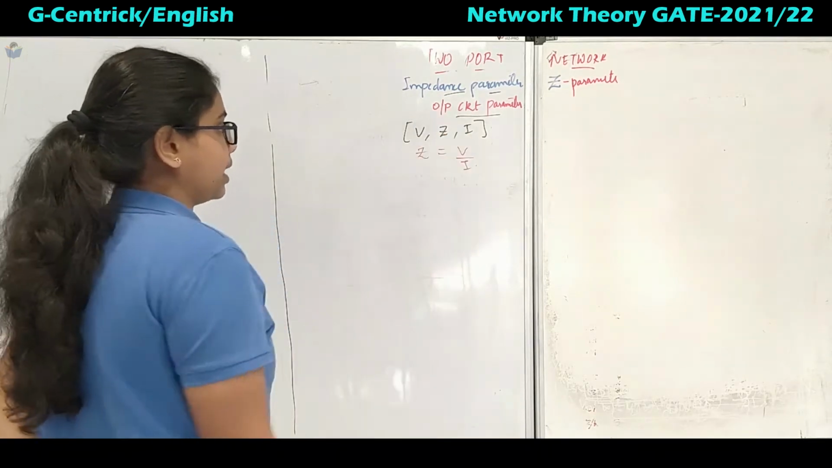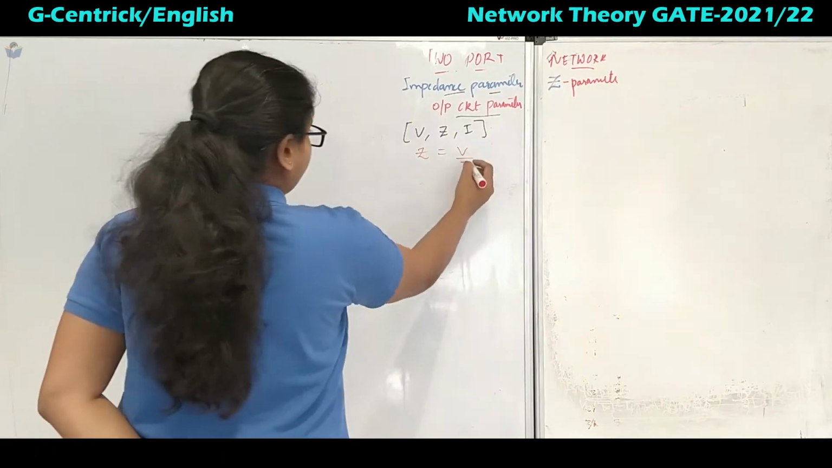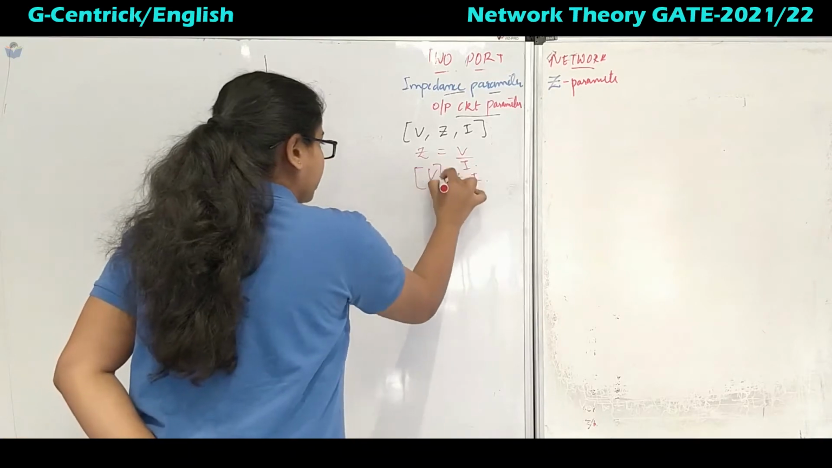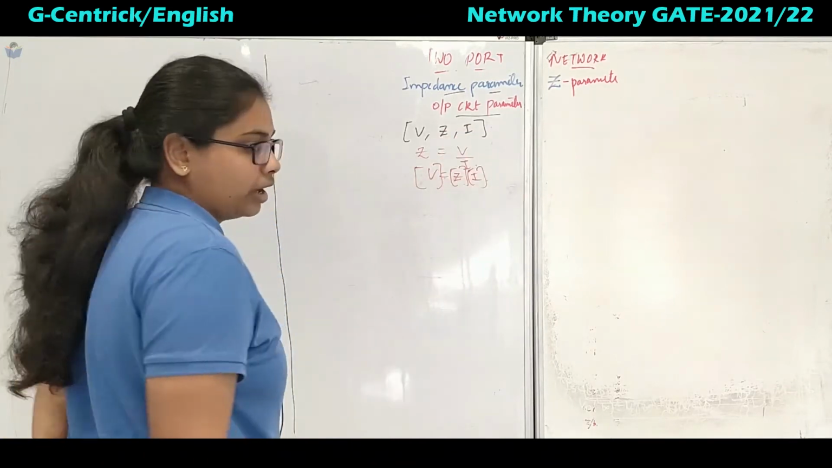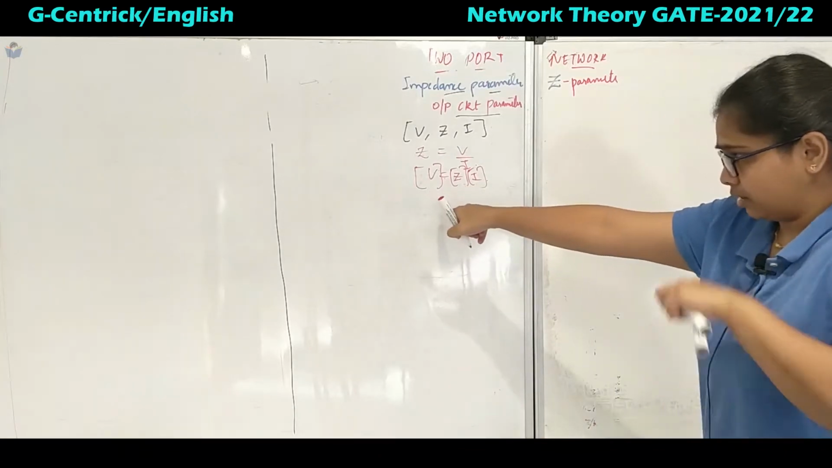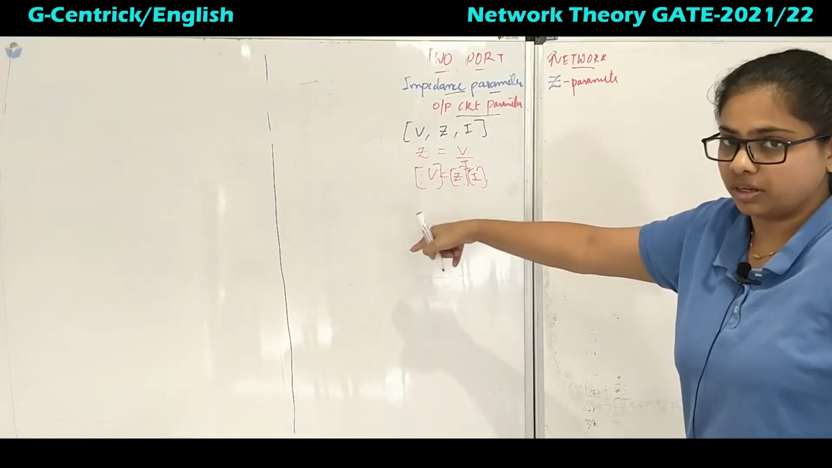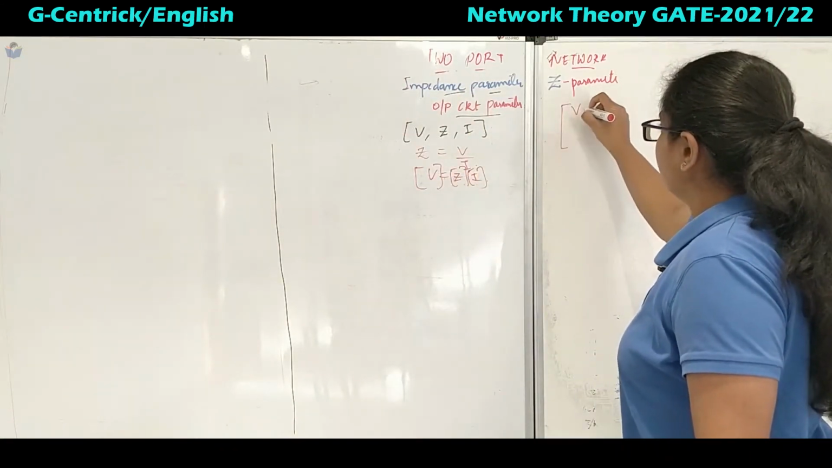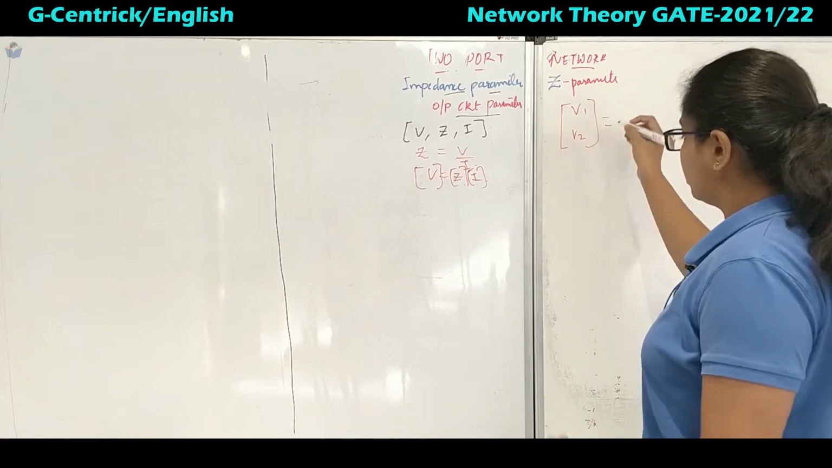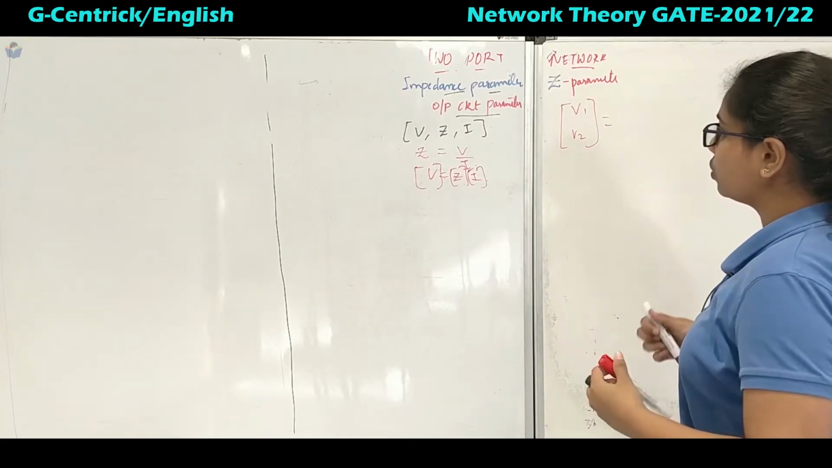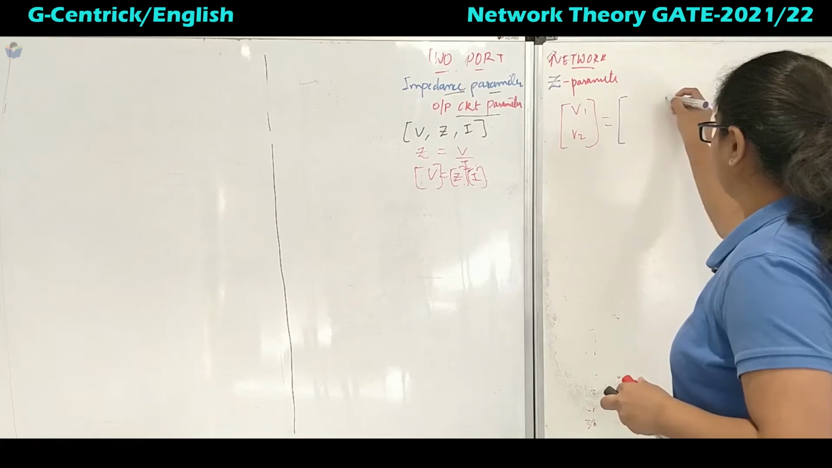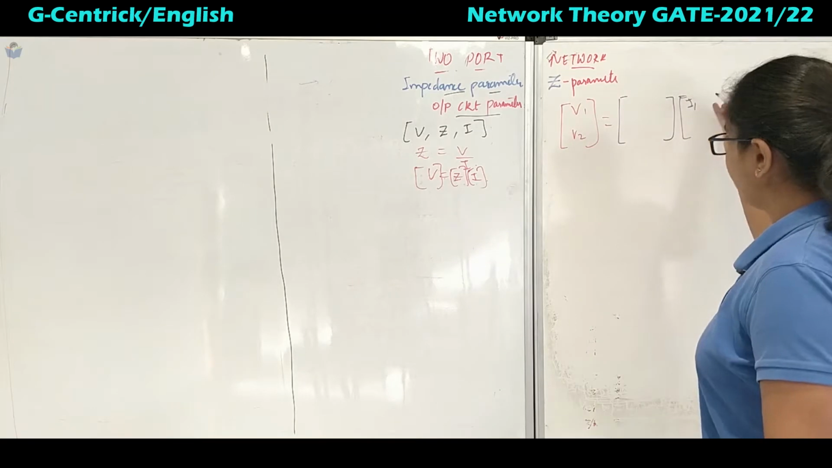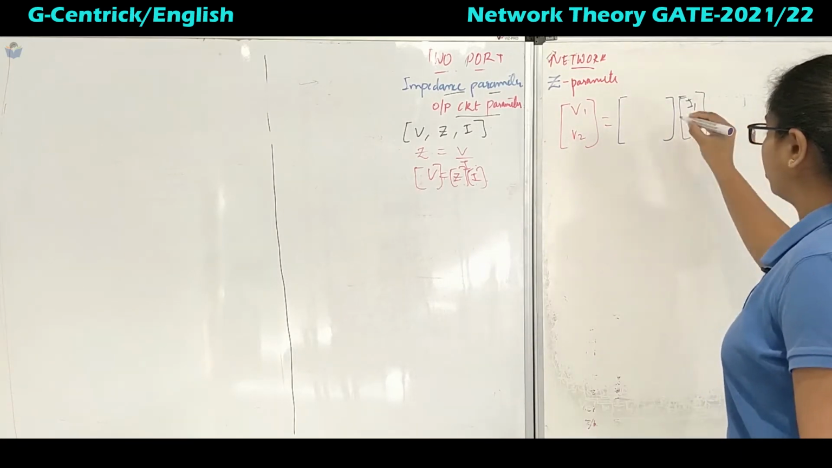Now we will write this in matrix form. V can be written as Z into I. This is V, this is Z and this is I. If we take two parameters V1 and V2, because it's a two-port network, I can write V1, V2 equal to Z, we will fill this matrix later. And we have two ports, that is, I1 is the input and I2 will be the output.